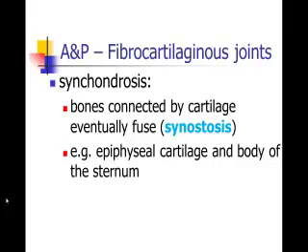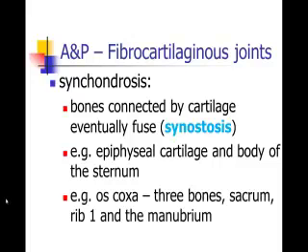Body of the sternum starts out as 4 sternebrae with cartilage between them. Eventually they all fuse. The os coxa, remember the os coxa, 3 bones, ilium, ischium, and pubis. They're usually completely fused by about the time you're 26. The sacrum is stabilizing a lot earlier than 26, but it's not completely fused at birth. Rib 1 and the manubrium start out with cartilage between the 2 bones, and then eventually they become fused as well.